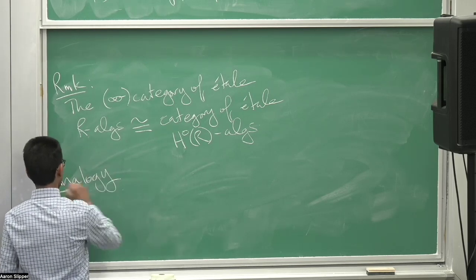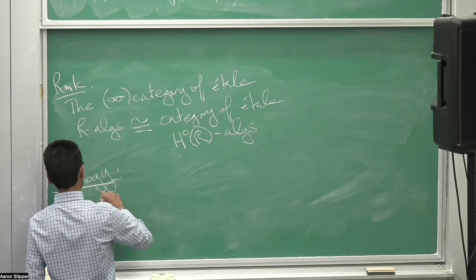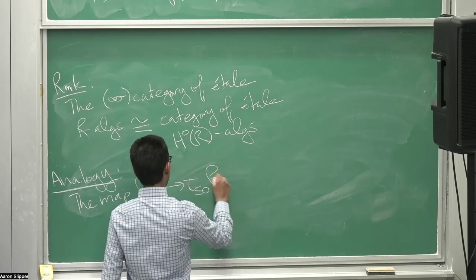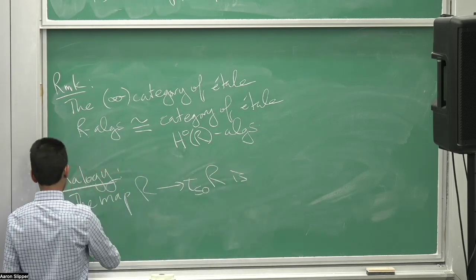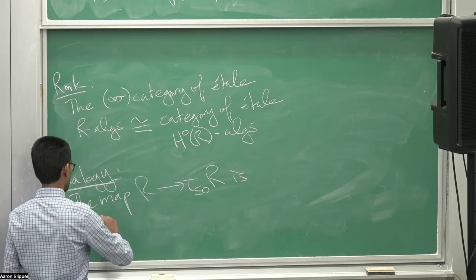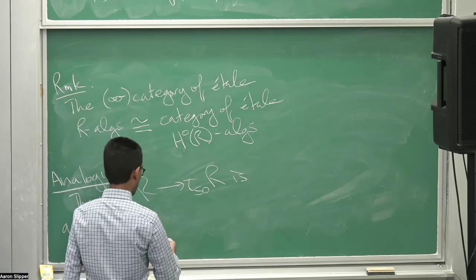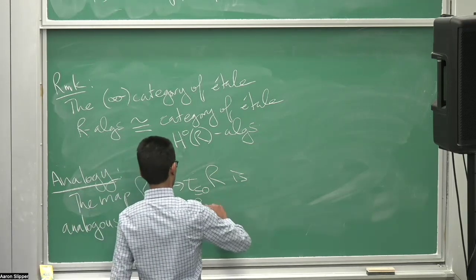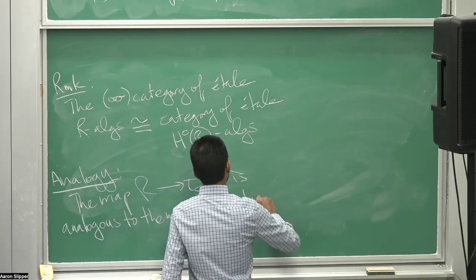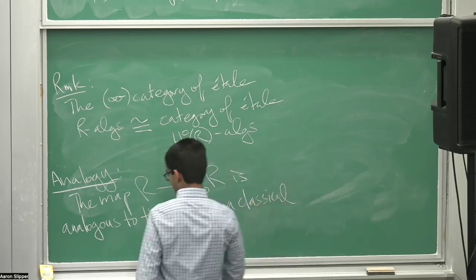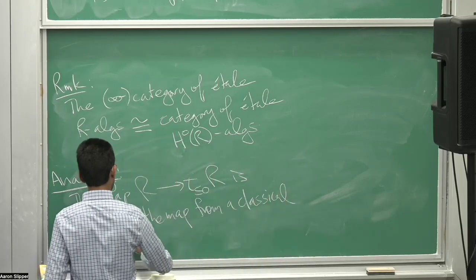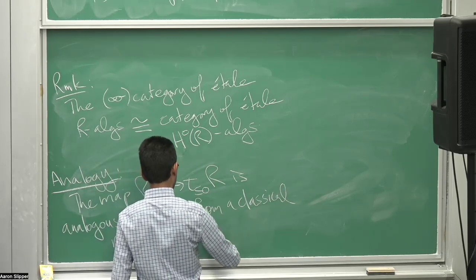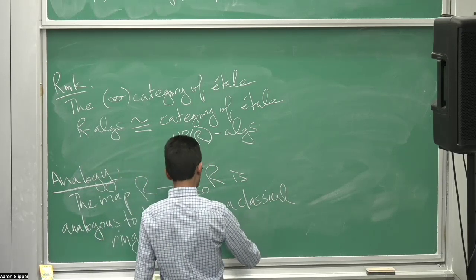The truncation map from R to tau less than or equal to zero of R is analogous to the map from a classical ring to its quotient mod the nilradical.